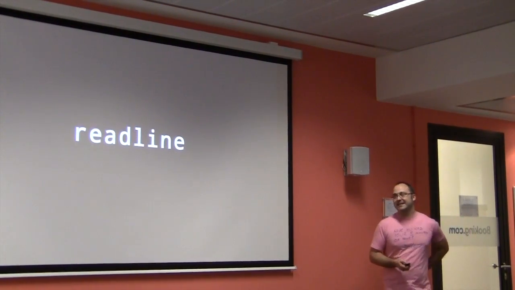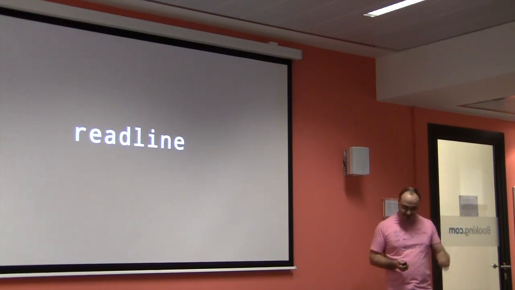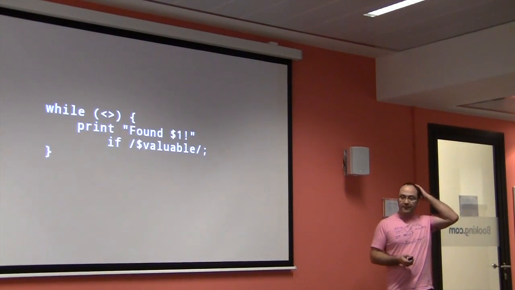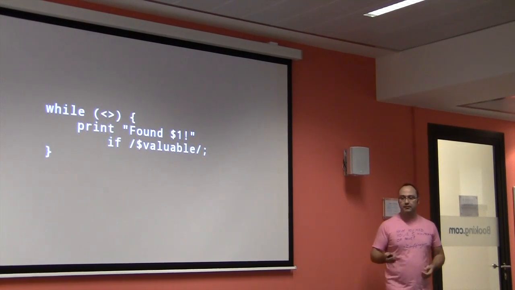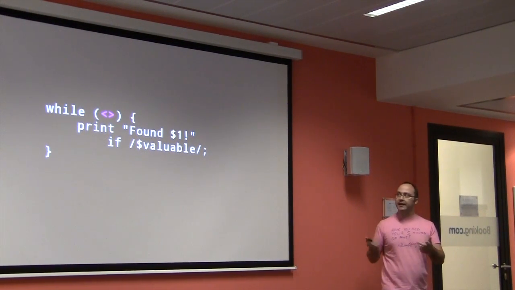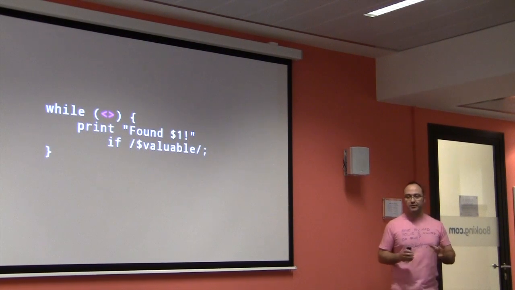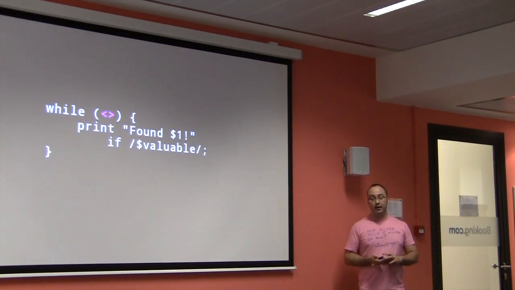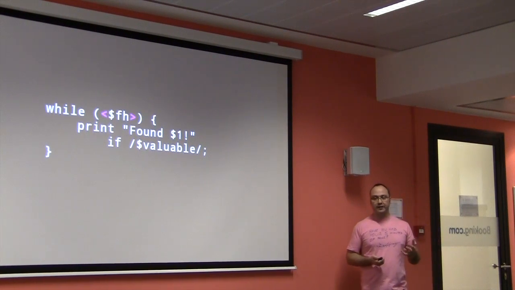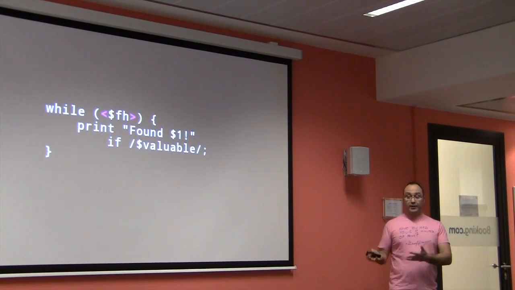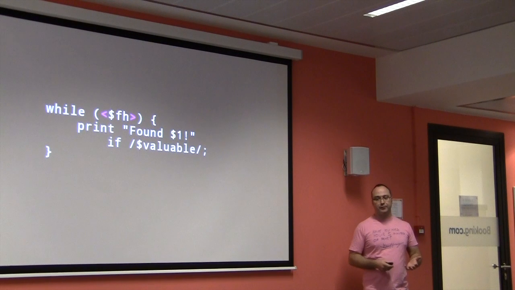So the diamond is actually a readline. And so it just reads a line, right? Okay, I'm highlighting them because sometimes it's hard to see them in the code. The nice thing, the diamond is also a container. You can put stuff in it, and then it reads from the file handle instead of the default file handle.